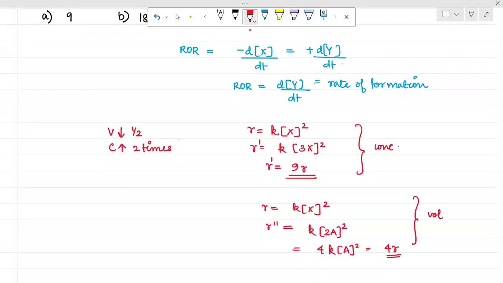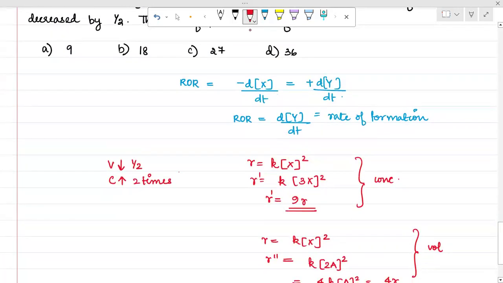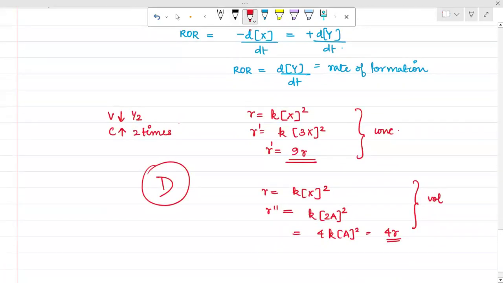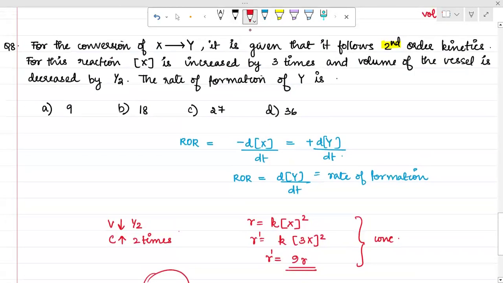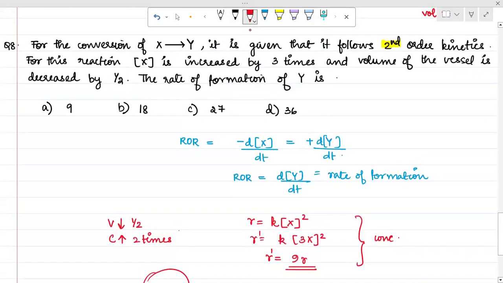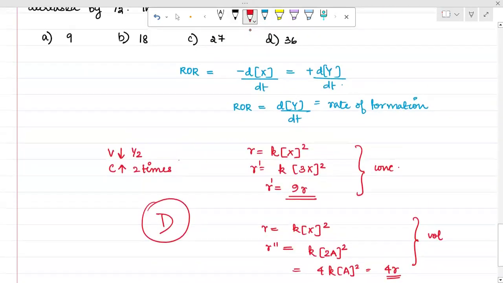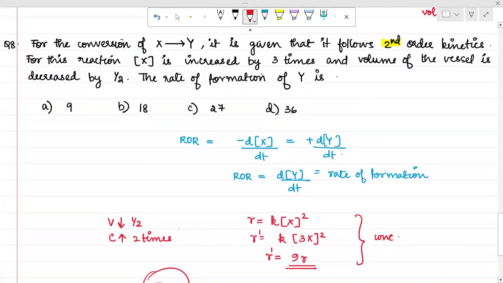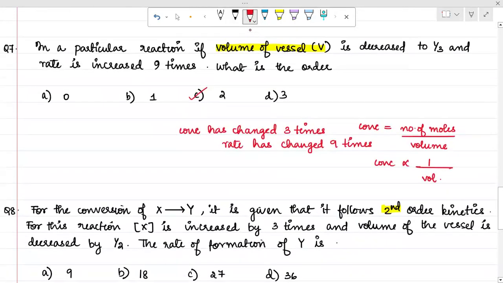Okay. So it's going to be 9 into 4, which is equal to 36, the correct answer. Option D, 36 is the correct answer. Whatever changes you bring in the concentrations, it will get multiplied in the rate. Do not add them up, okay? You have to multiply. See, whatever we are doing is getting multiplied, right?